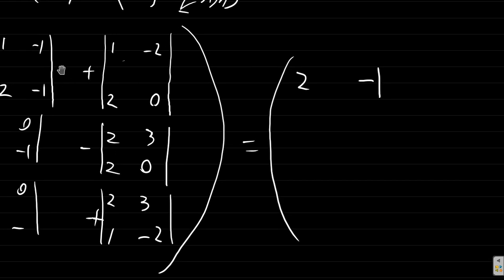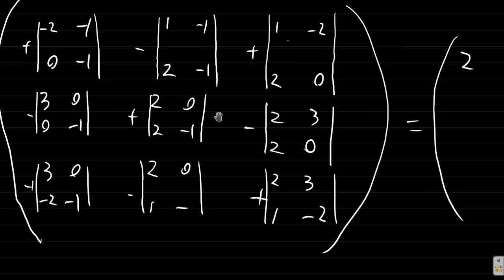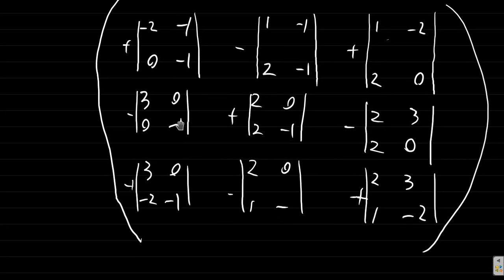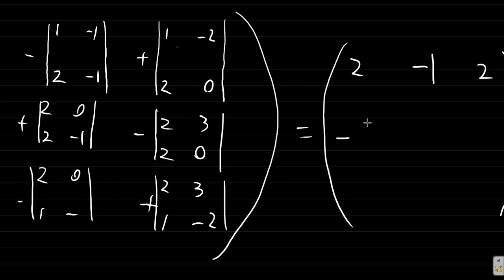Then with this, it's a positive. 1 by 0 is 0, minus 2 by 2 is negative 2. 0 minus negative 2 will be 2. So you have that so far. Then this is a negative. 3 times negative 1 is negative 3, minus 0 times 0 is 0. So it's negative 3 minus 0, which is just negative 3. See that?